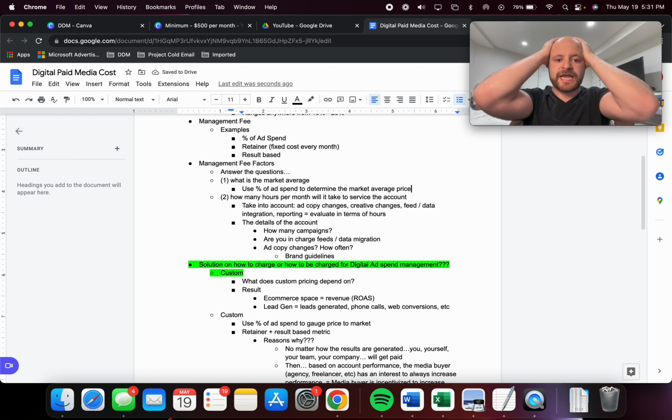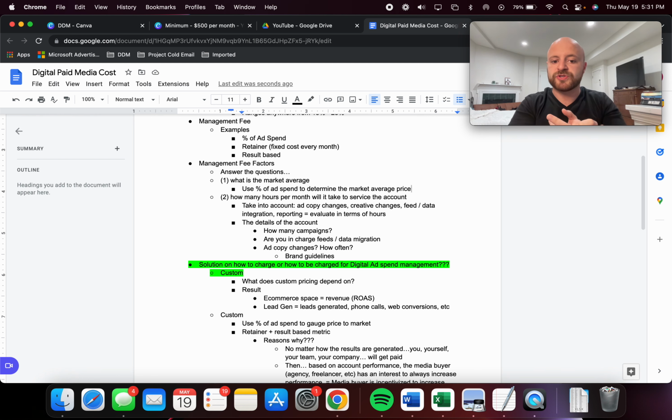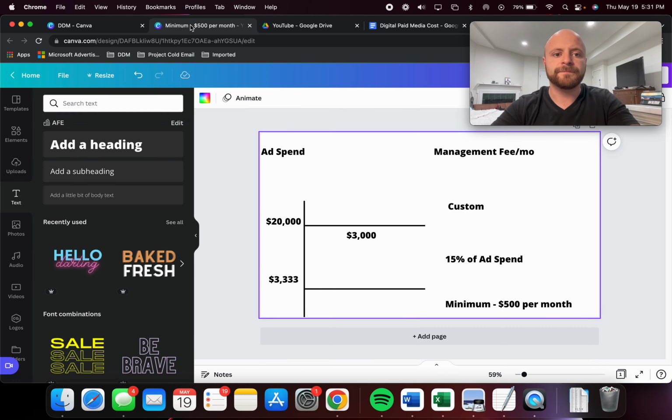Management fee factors, answer the questions. What is the market average? Use percent of ad spend to determine the market average price, or the market average fee, right? And that's where this grid comes along. Maybe you evaluate that they're spending $15,000 in ad spend per month. Well, 15% of 15,000: 0.15 times 15,000 is 2,250, right?